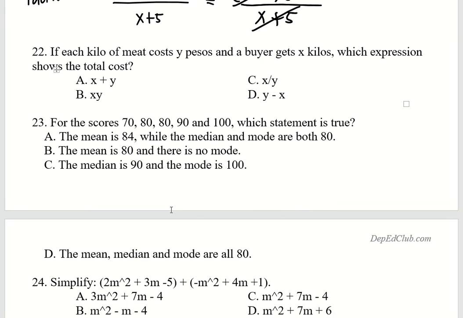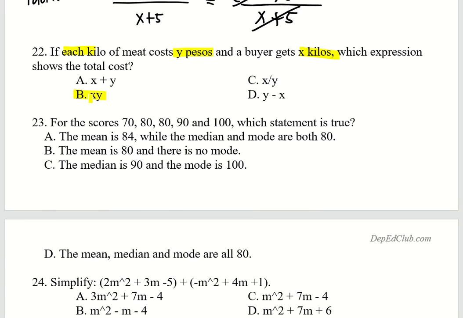22. If each kilo of meat costs y pesos and a burger gets x kilos, which expression shows the total cost? Okay, so for 22, each kilo, I remember that the word each stands for multiply. So y pesos times the number of kilos, that will be letter B, x times y.